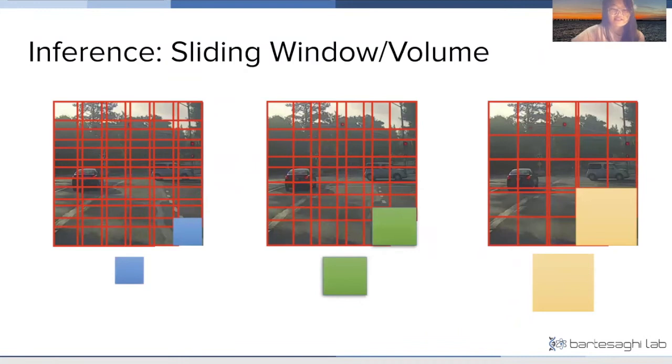In the inference stage, we use a common approach of sliding window. Basically, we extract a cubic volume from the tomogram in each possible location and obtain its probability of being positive with the classifier. This figure shows how sliding window works in a 2D image.